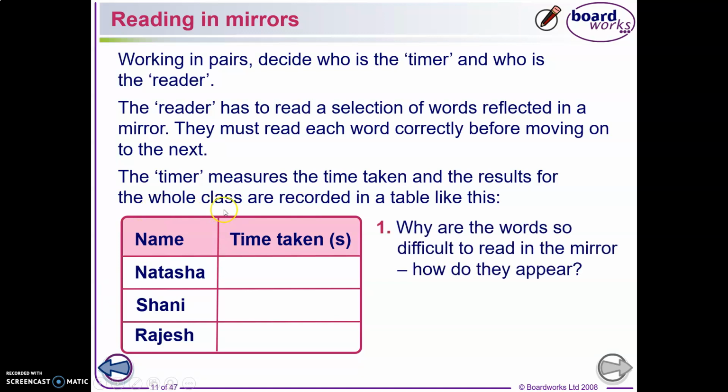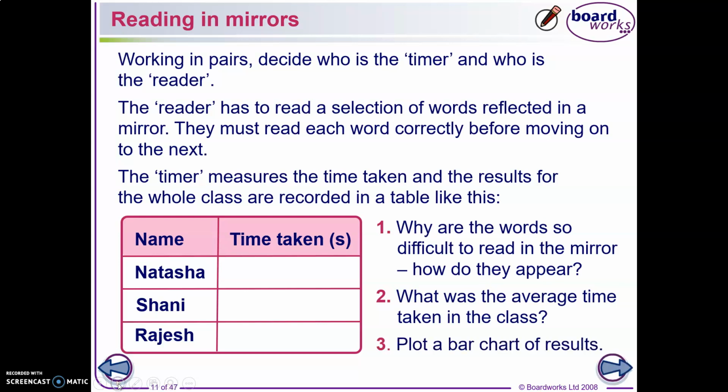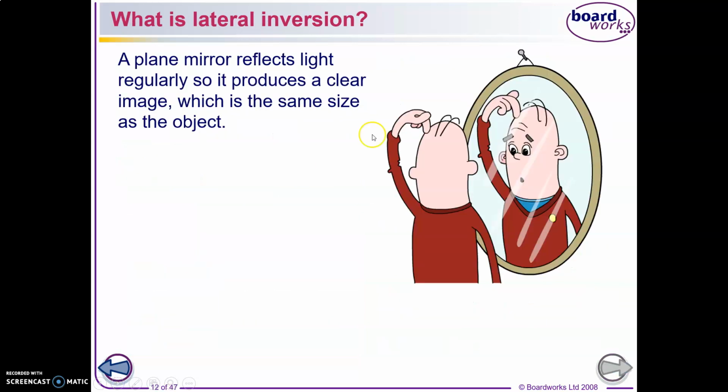And you have to record this. If you're in the class, of course, you have to explain why the words are so difficult to read in the mirror, and write your notes about how they appear, and what the average time taken to read these is.